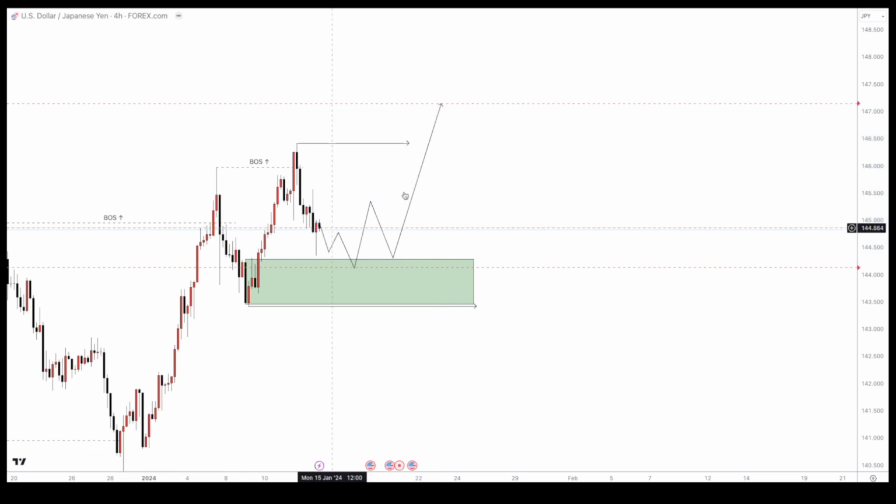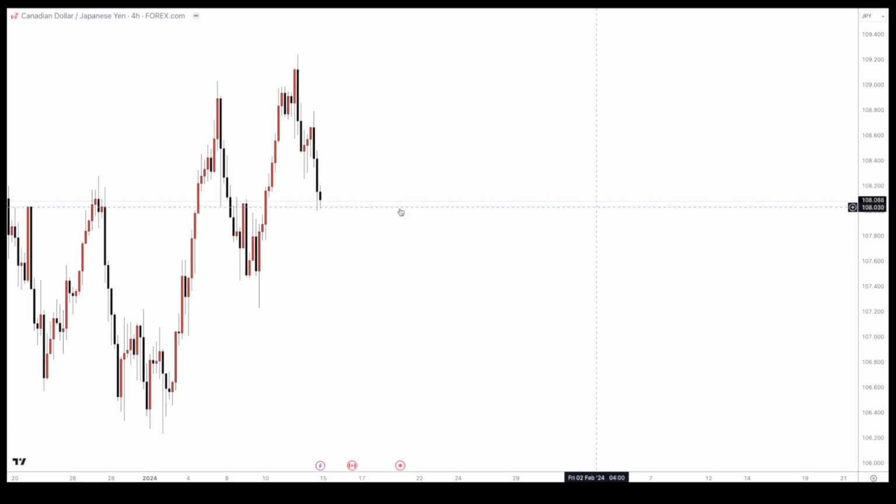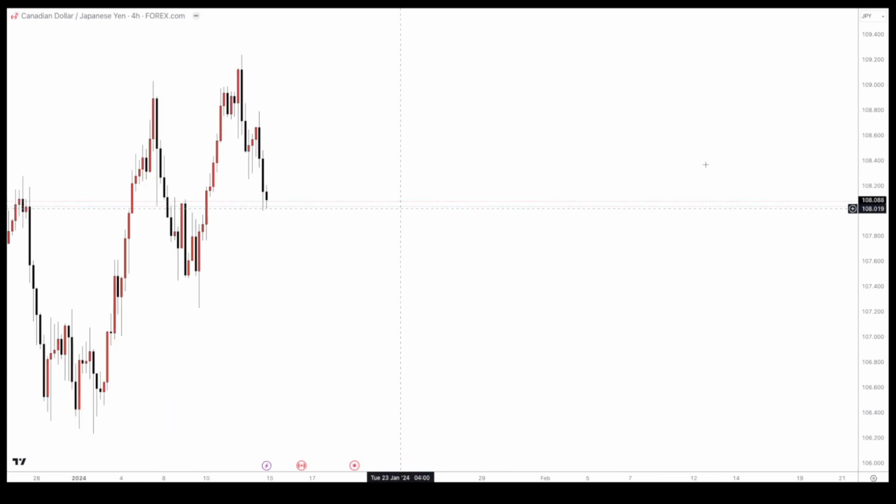So now with this structure, I'm considering a lower time frame type of structure, which is a break of structure, coming back to a demand and also moving to the top. Then I'm just going to move to the next one, and I believe that should be the B gold or CAD JPY.